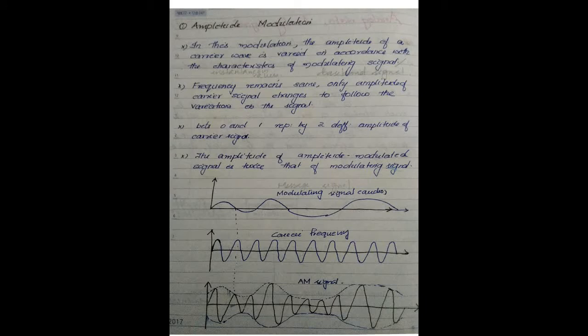The first one is amplitude modulation. What is amplitude modulation? From the name itself, you know, here the amplitude is modulated, and at the same time frequency and phase remain the same. Here this is the modulating signal and this is the carrier frequency. Here we are modulating only the amplitude.